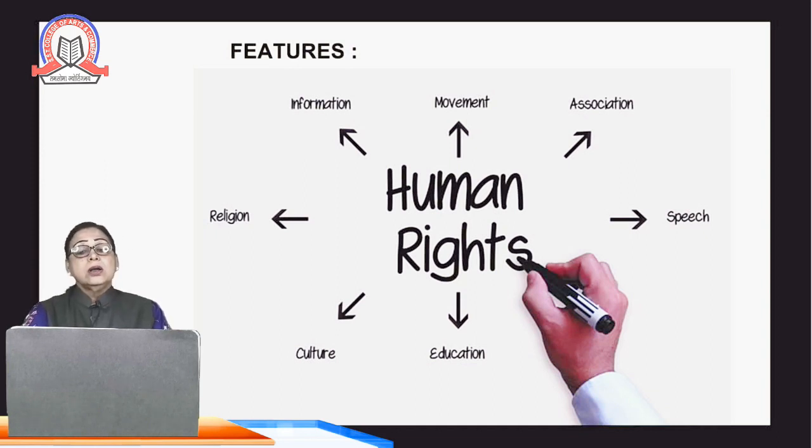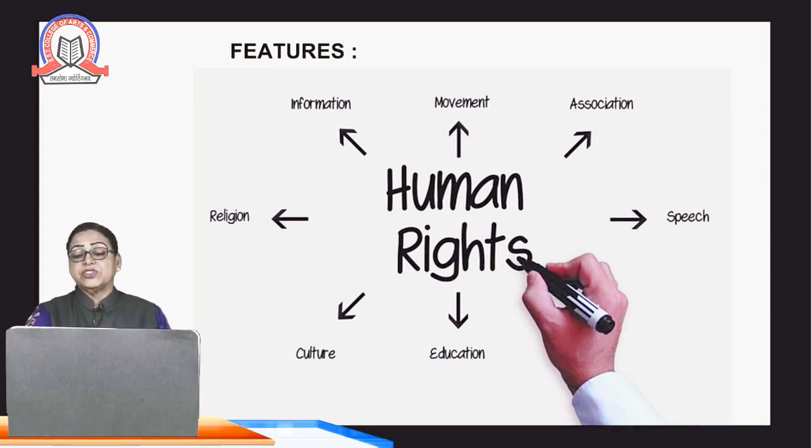Movement. Movement means mobility. People are free, or have the right, to move from one end to another. It may be a town, a village, a city, a state or a country as well as the globe. Association. It is another human right, to be associated with any of the organizations, any of the institutions, whichever he feels comfortable with. Next is speech. Human beings are free to speak, free to express what they think, what they feel. If they have any problem, they have freedom of speech.